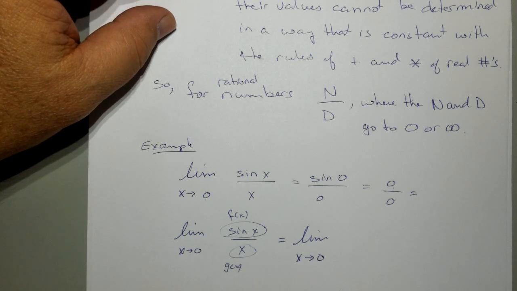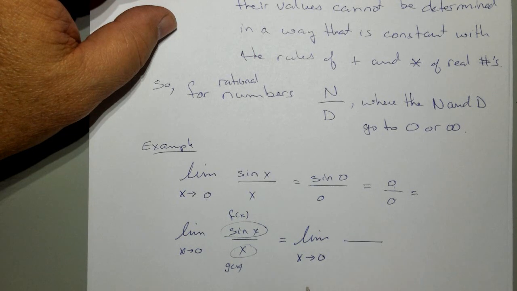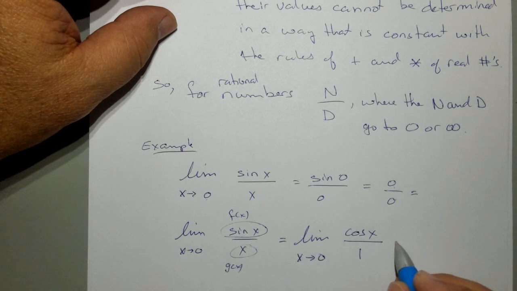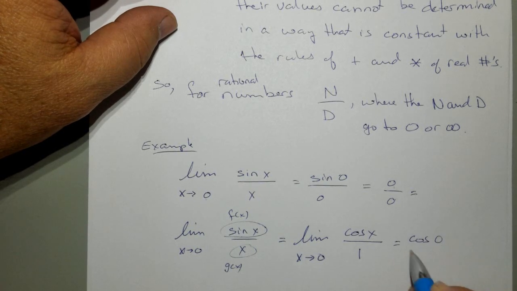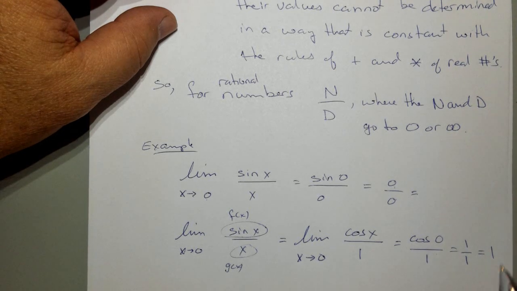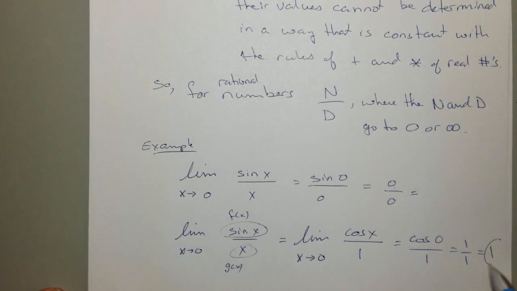What's the derivative of sine x? Cosine x. What's the derivative of x? Now, if we put 0 in there, what do we get? Cosine of 0 over 1. Cosine of 0 is 1. So there we have our proof again that sine x over x as x goes to 0 is 1, using L'Hopital's rule.